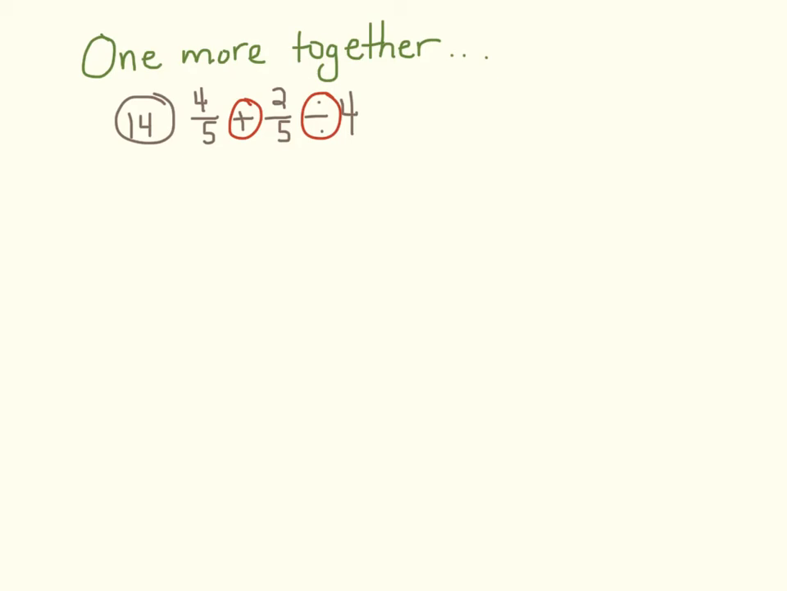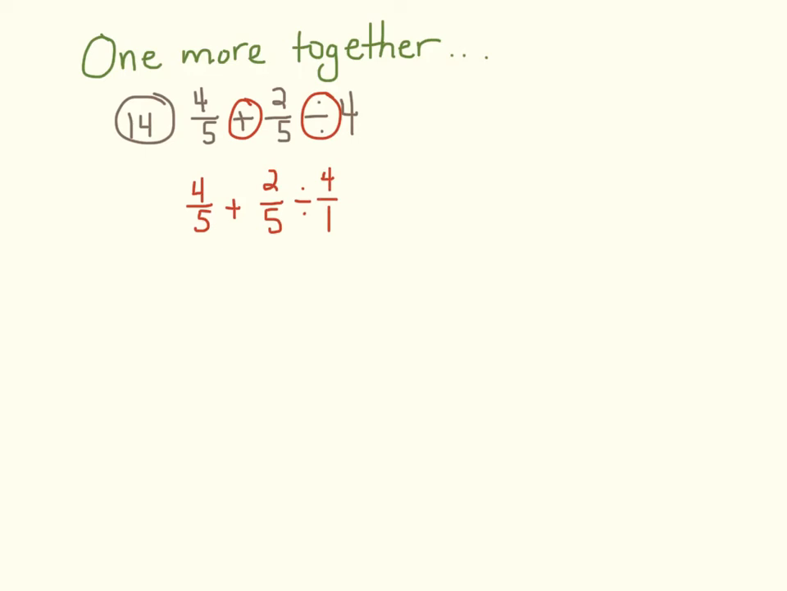So we're going to just pay attention to this part of the problem, 2/5 divided by 4. And we're going to start by turning that 4 into a fraction, or an improper fraction, and then we'll take it from there. So we're going to rewrite that problem, 4/5 plus 2/5 divided by 4 over 1.